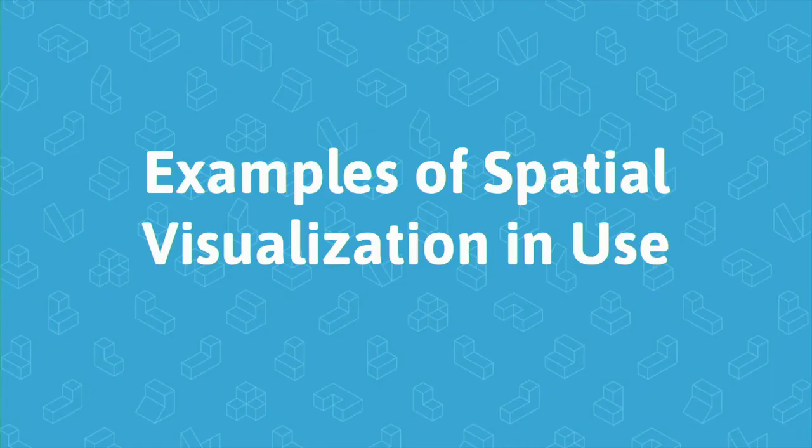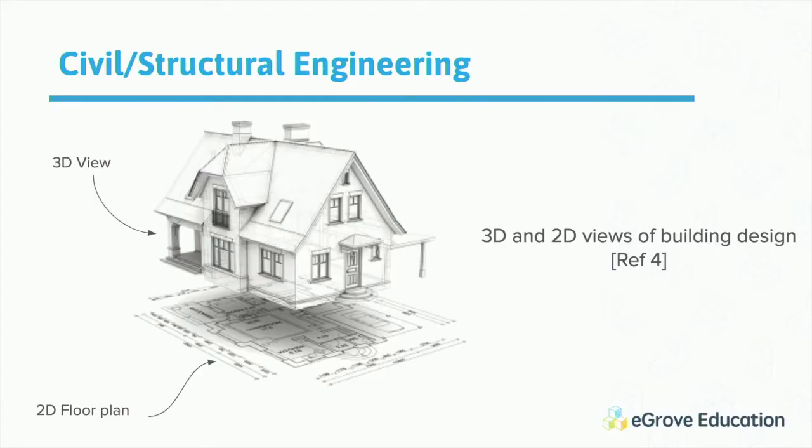So let's look at some examples of spatial visualization in use. So in civil and structural engineering, it's very common that you might be designing a house or a bridge, and you need to be able to look at 3-dimensional objects, the 3D house or building, and then you need to be able to look at what does each elevation look like or what does the plan view look like. So you need to be able to go from a 2D to a 3D object.